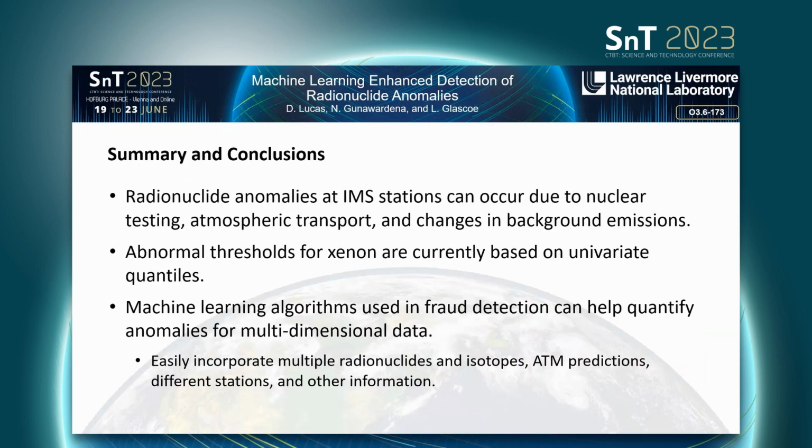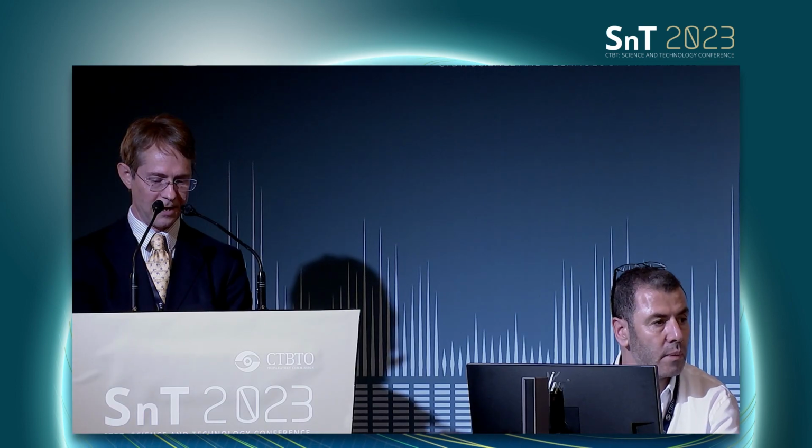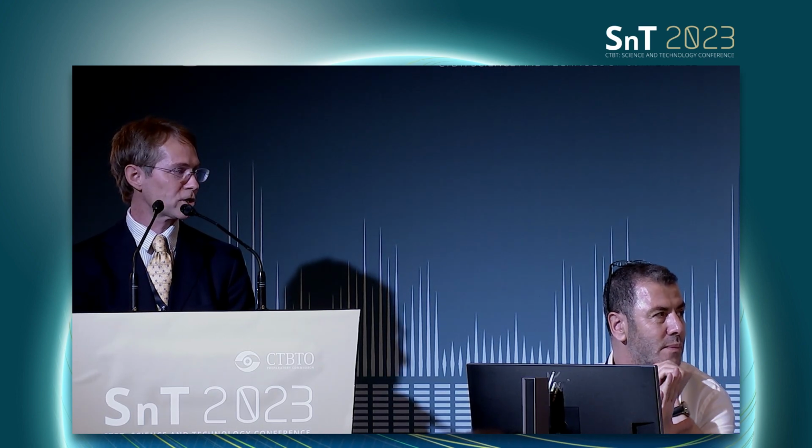So in summary, radionuclide anomalies are complicated because you have changing weather, you can have changing emissions, and you can have a low signal injected in all of that. Currently, abnormal thresholds are calculated based on univariate statistics or quantiles. A machine learning algorithm like the one I demonstrated here can extend that to multiple dimensions and help speed up the identification of collections of interest. And with that, I think I've got a little bit of time for questions.